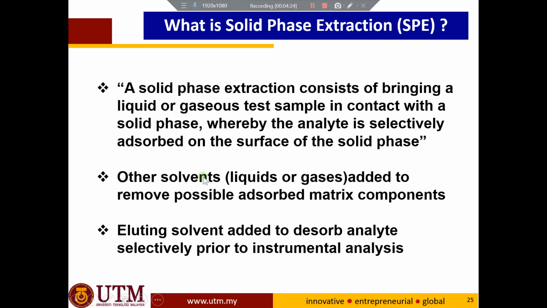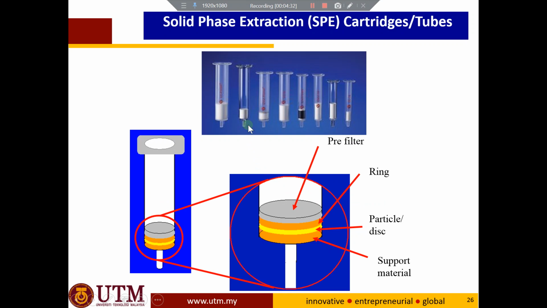Okay, other solvents, liquids or gases are added to remove possible adsorbed matrix components. We will look at that after this. The first step is actually conditioning. We use the solvent to make the condition of the particle optimized. Then we load our sample, then we elute our analyte, and we wash the impurities. Because the first step, conditioning, we prepare the disc, or the particle, for absorption of the analyte.